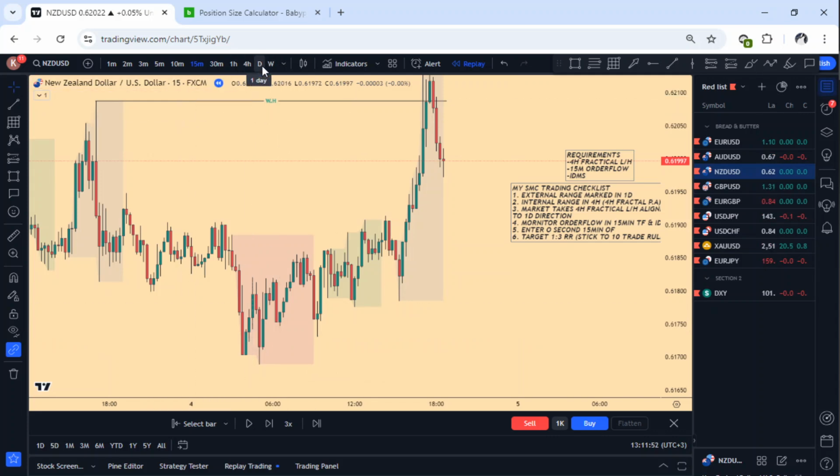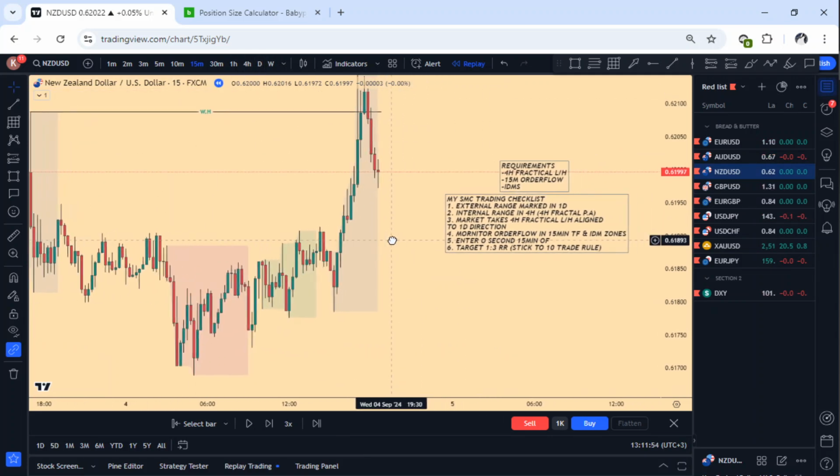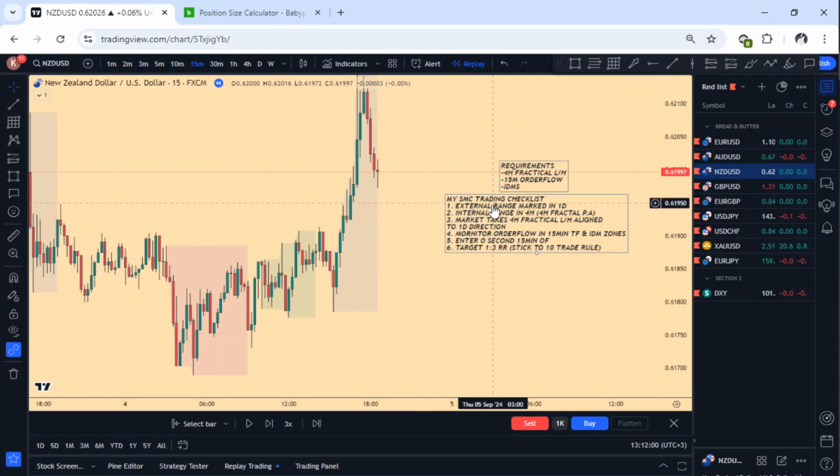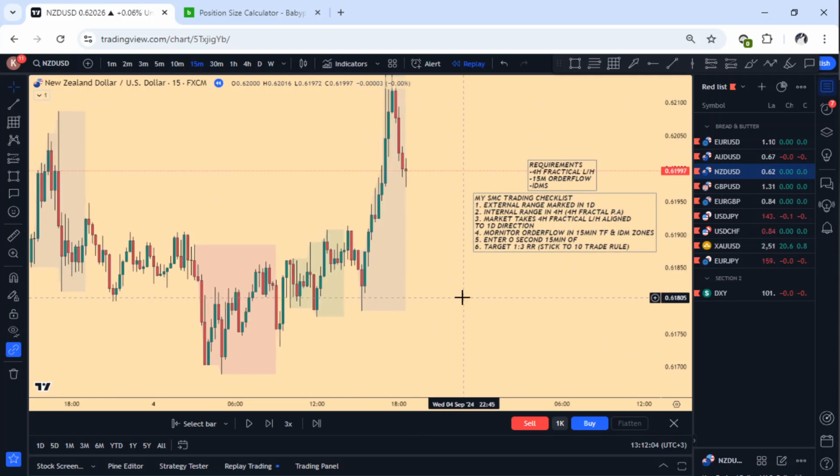We start our analysis on the daily time frame. That is what our checklist is saying. Every day we start by marking the external range on the daily time frame, and then we go to 4 hours, then we go to 15. We wait for the market to take a 4-hour fractal low or high that aligns to the 1-day direction, and then we monitor order flow in 15 minutes.